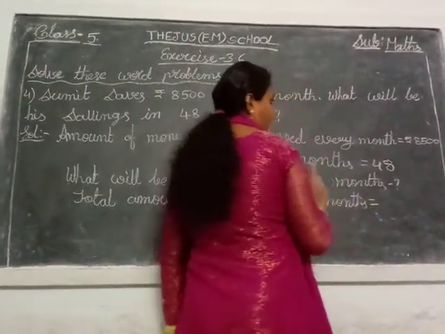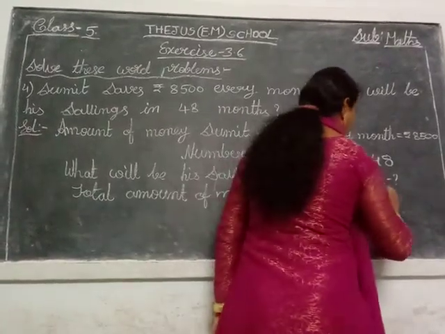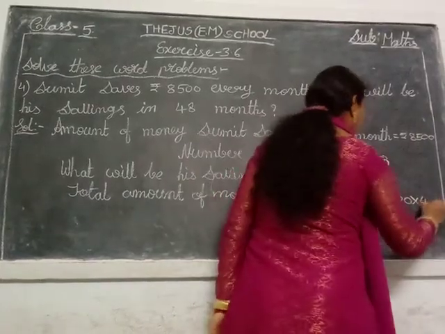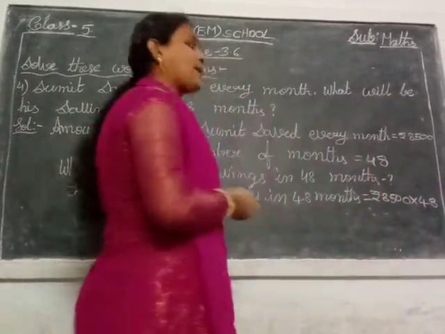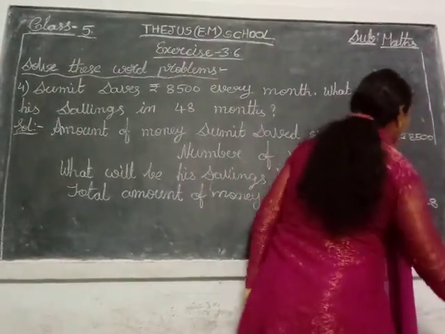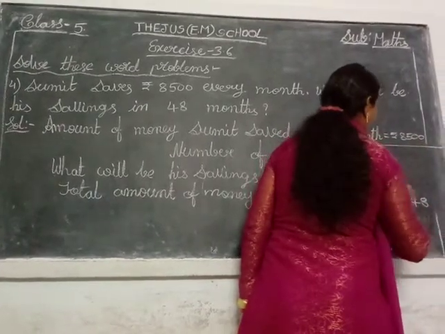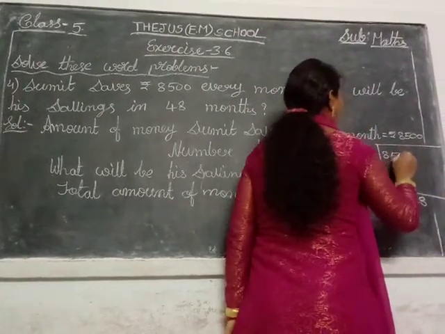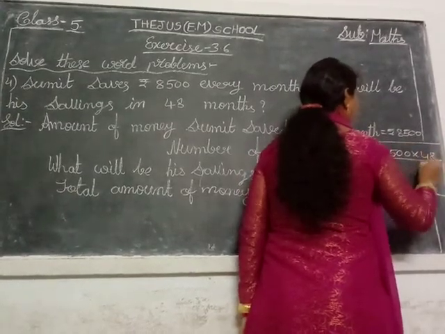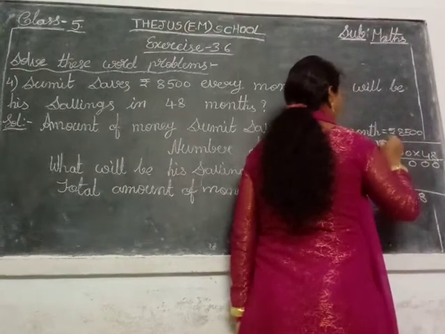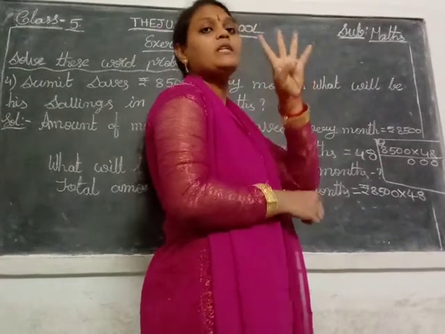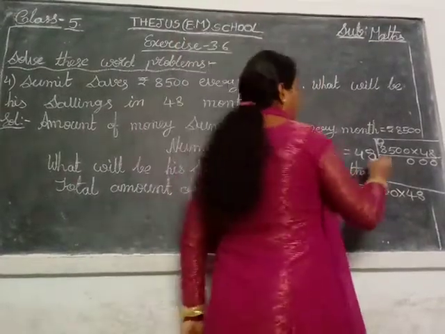So every month how much, children? 8,500 rupees into how many months? 48 months. So you do the multiplication. You do the multiplication in your rough place, children. 8,500 into 48. 8 5s are 40, 0 here and 4 here. 8 8s are 64, 64 keep in your mind, take 4 fingers, 64 after, 65, 66, 67, 68.